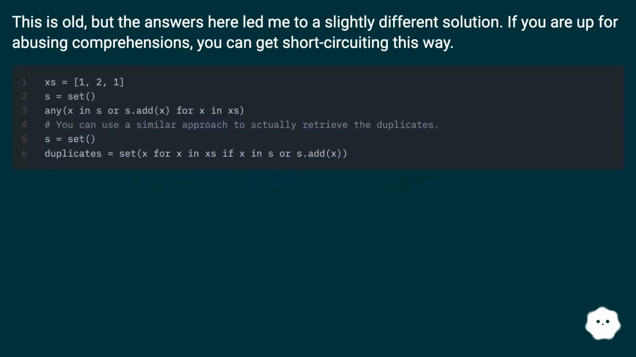This is old, but the answers here led me to a slightly different solution. If you are up for abusing comprehensions, you can get short-circuiting this way.